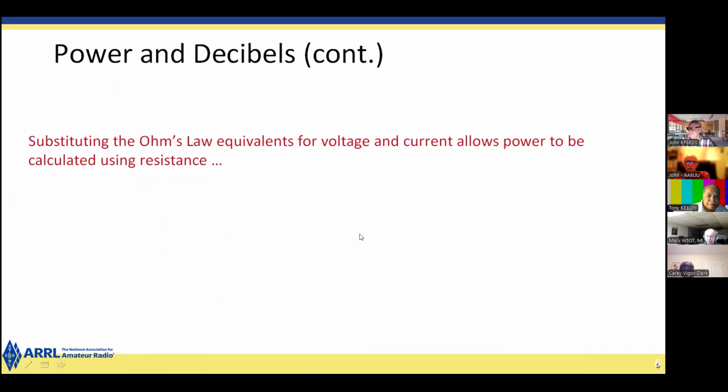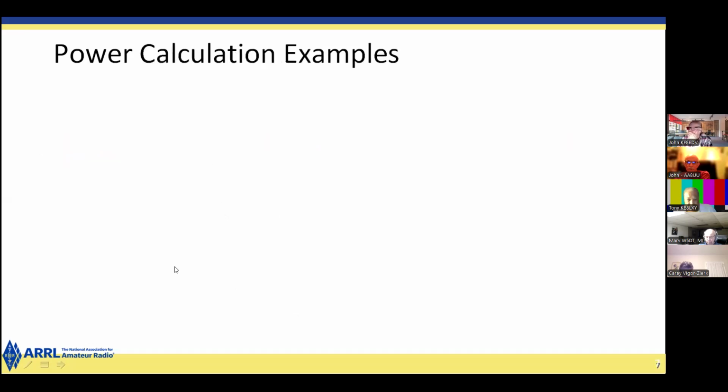Continued. Substituting Ohm's law equivalents for voltage and current allows power calculation using resistance. These are just pretty common equations you use trying to evaluate circuits, so you can figure the power. This one is famous, I don't know why: I squared R. We call them I squared R losses, because it's power that you lose. And you can also figure power by squaring the voltage divided by resistance.